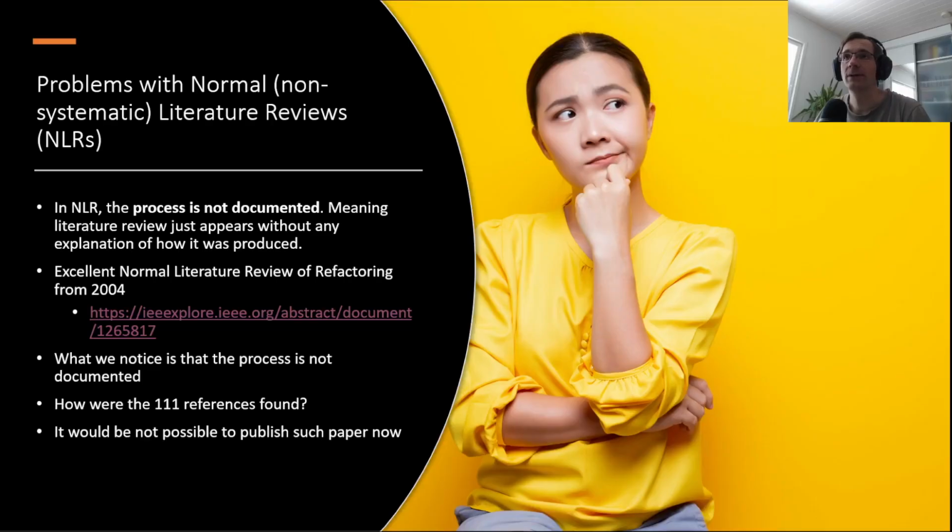First, let's define what we mean by normal literature reviews. These are literature reviews that are typically found in academic papers where the process of the literature review is not documented. This means that the literature review just appears without any explanation of how it was produced. The lack of documentation makes it difficult for others to replicate the literature review process and arrive at the same results.